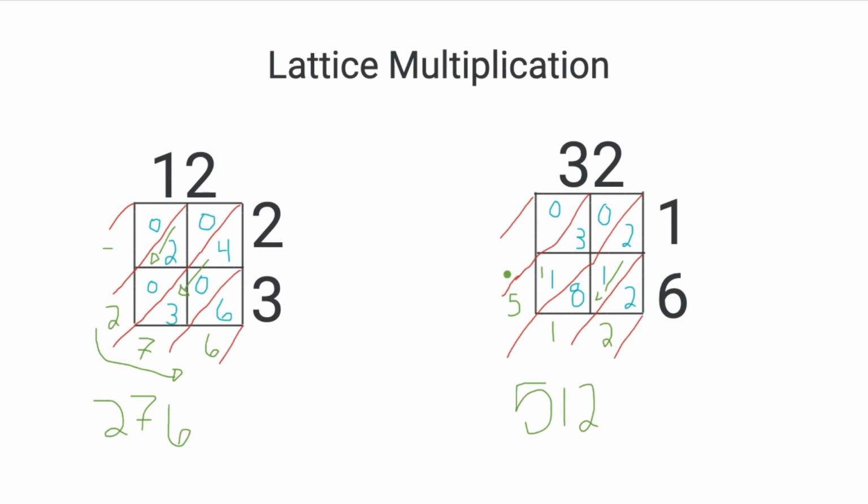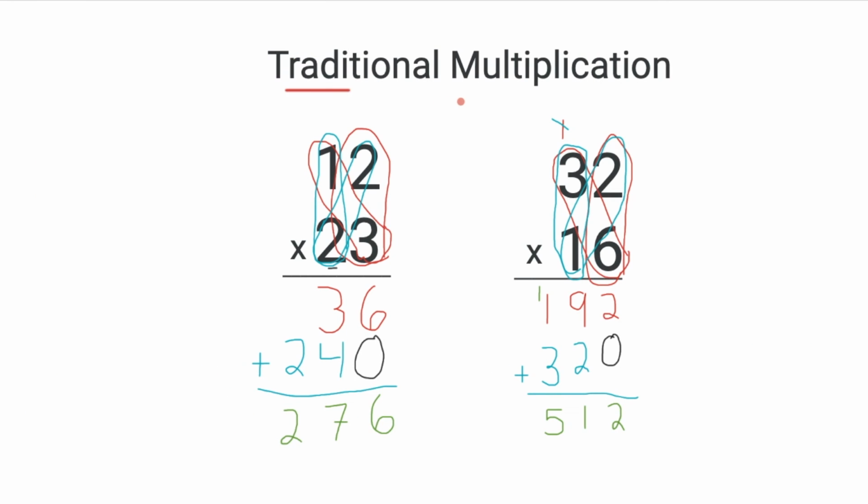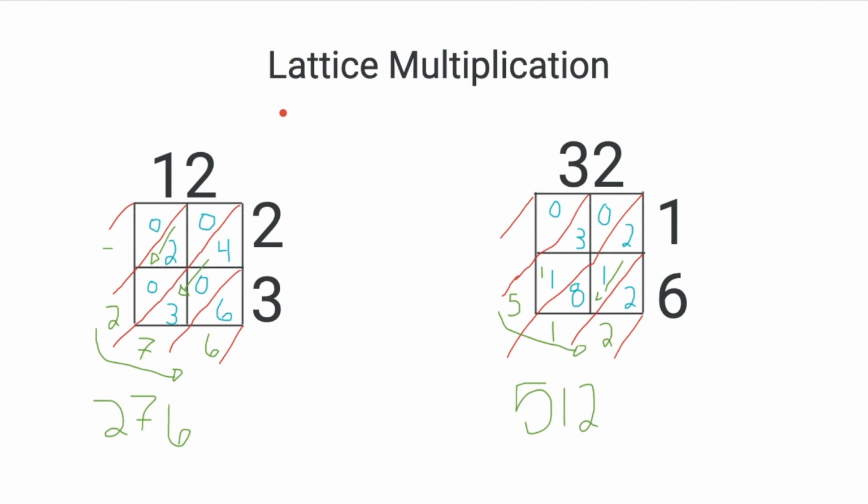So those are our two methods that we're going over today. We've gone over traditional multiplication and lattice multiplication. Both of these methods, in principle, do the same thing. They take larger factors, and instead of counting 12 groups of 23 or 32 groups of 16, they break down those factors into their principal parts, into single digits, multiply those single digits, and then add up all of those small products to make our end product.